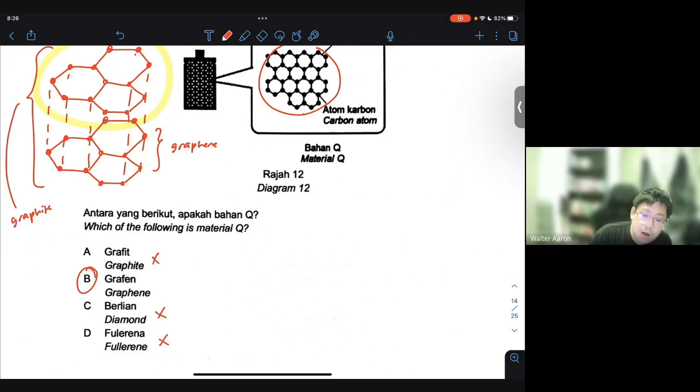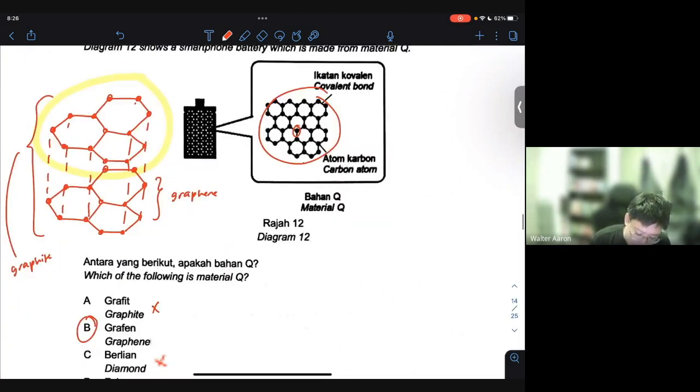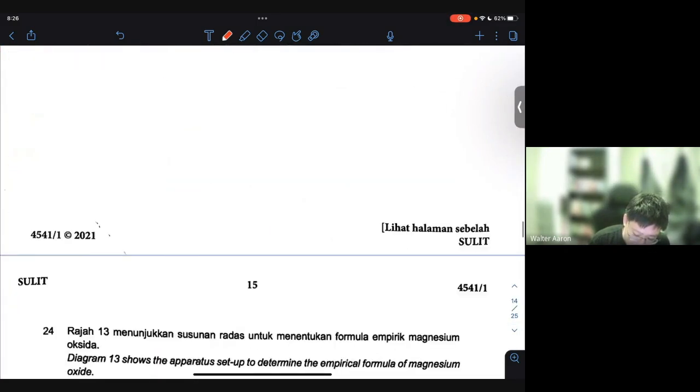Okay, now how do I know if it's graphite or graphene? You can see here every single carbon atom is bonded to only 3 other carbon atoms. So the whole thing itself has a delocalized electron inside to conduct electricity. Okay, so the answer here will be B.